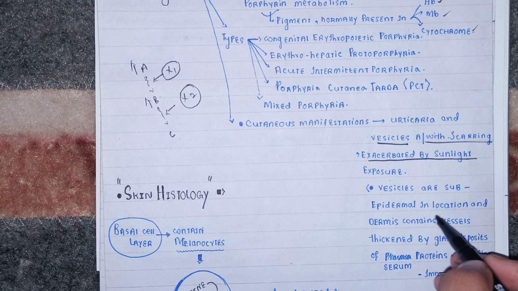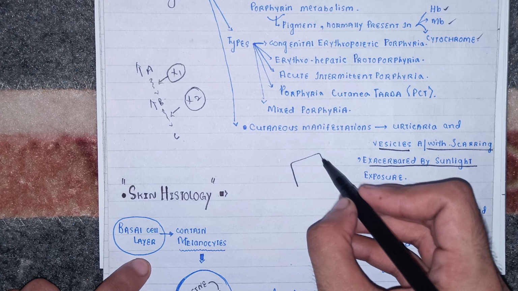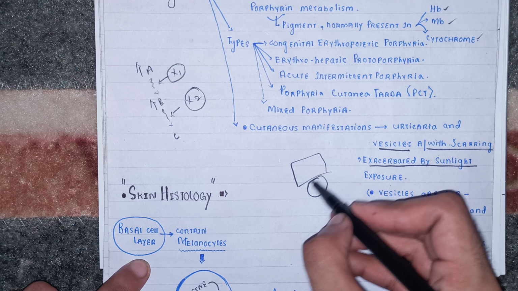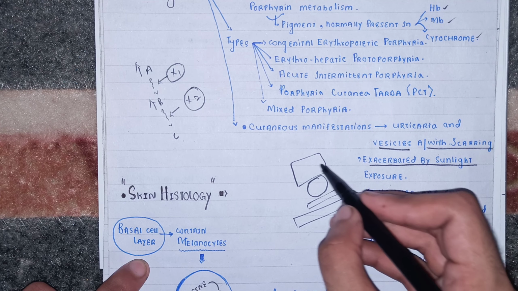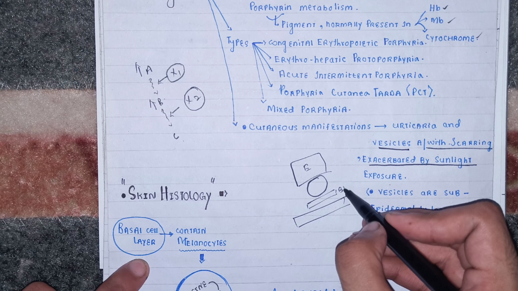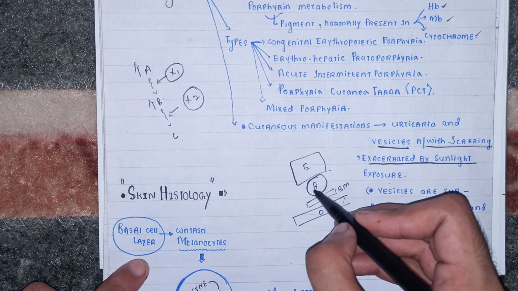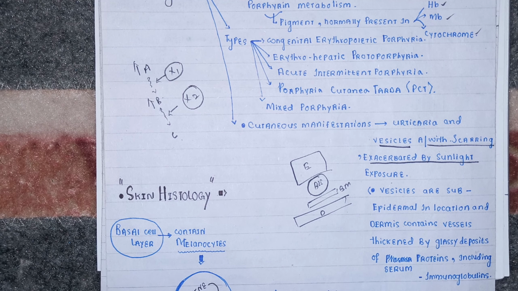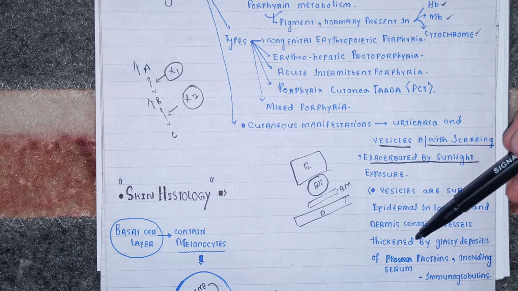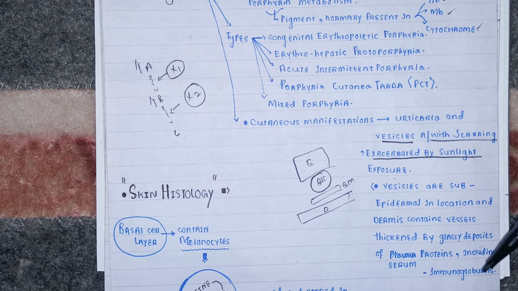If you have a look at the histology of the lesion, then you will see that this is the epidermis, and below the epidermis is blister actually, then is the basement membrane, and then is the dermis. Okay, so this is epidermis, this is your basement membrane, this is dermis. Okay, this is blister, this is blister, and can you see this blister is subepidermal in location. So subepidermal blisters are formed in case of porphyria. Okay, and by the way, in case of porphyria, the dermis contains blood vessels, which are very much thickened by glassy deposits of serum proteins, including immunoglobulins.